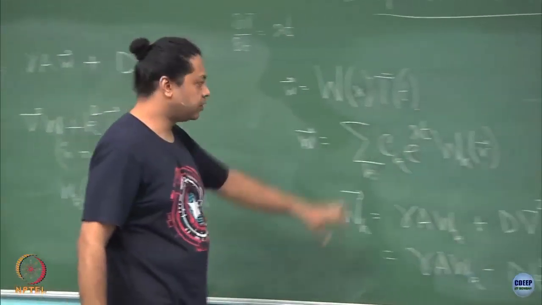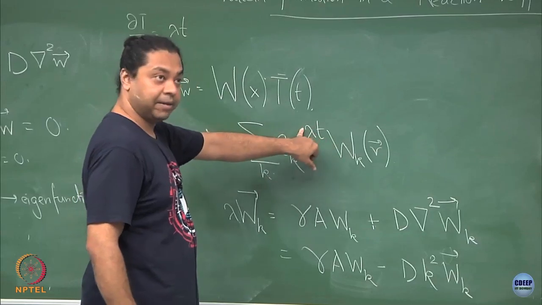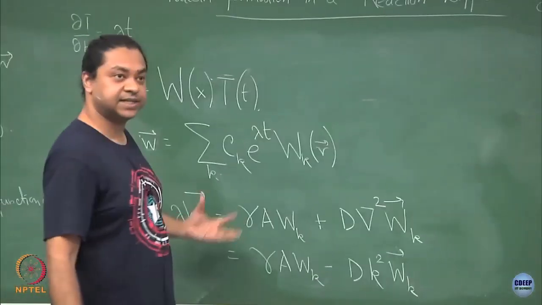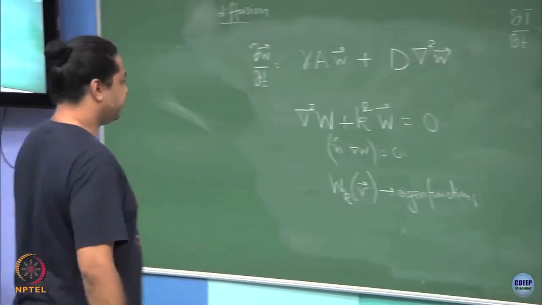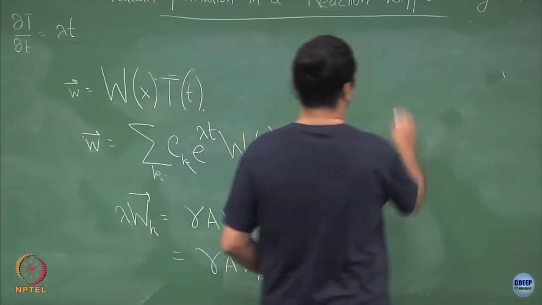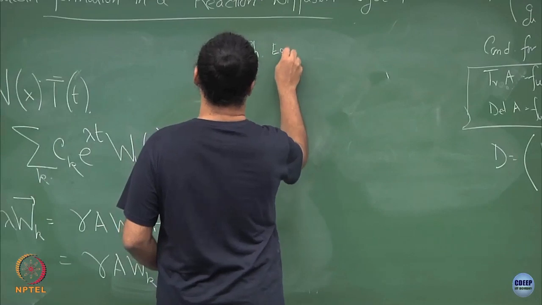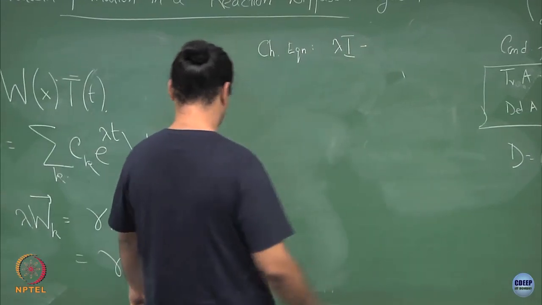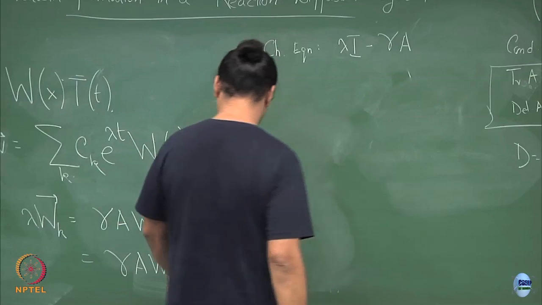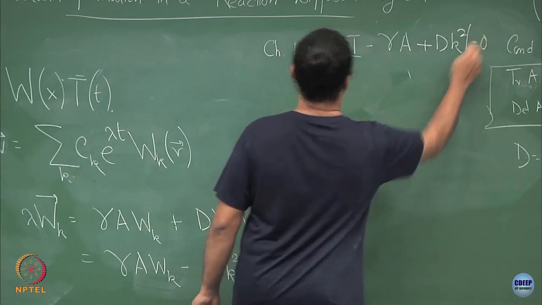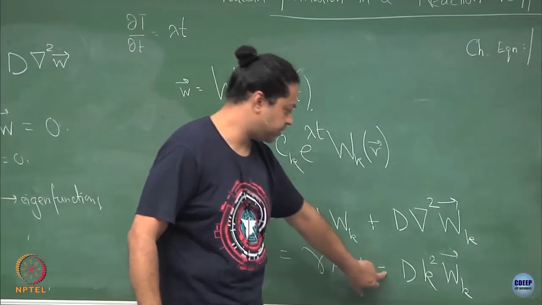Okay. So, now I want to evaluate these lambdas, because they will tell me how perturbations from this steady state behave in the presence of diffusion. So again I will solve the characteristic equation. The characteristic equation in this case is lambda times I, the identity matrix, minus gamma times A, the stability matrix, plus d times k square, equal to 0.